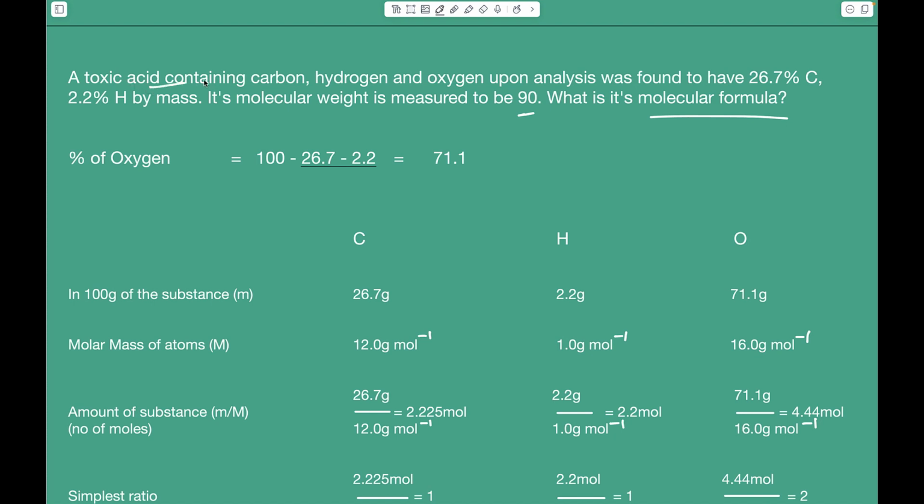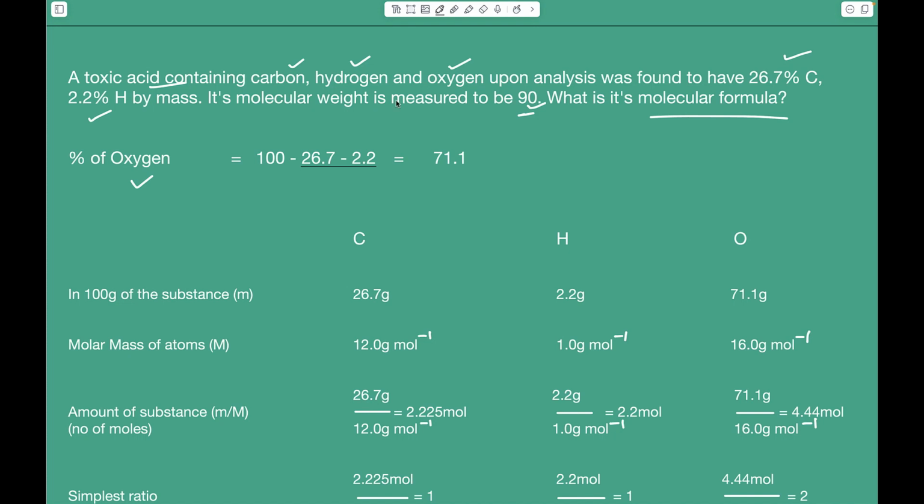Here we have a toxic acid composed of carbon, hydrogen and oxygen, and here is the percentage of carbon and hydrogen, and here is its molecular weight. We have to find out its molecular formula. See, here this compound is made up of 3 elements, but we are given the percentages of only 2 elements. So you have to first calculate the percentage of the third element. How do you do that?